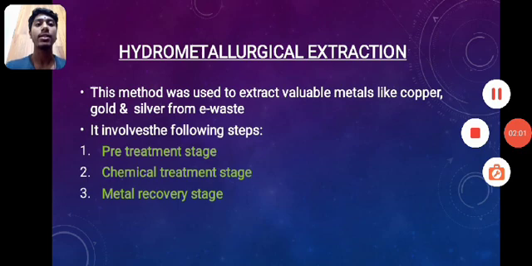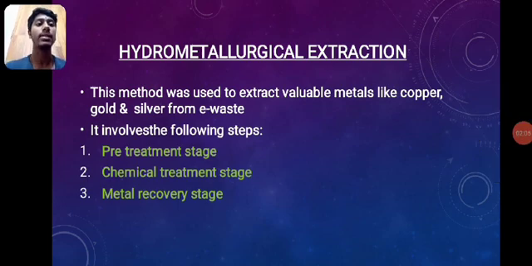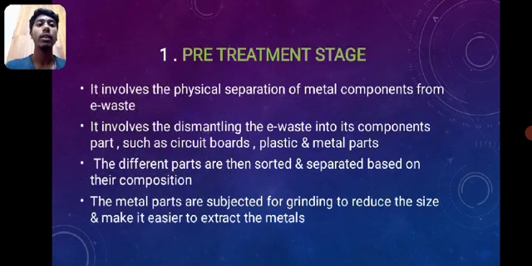Hydrometallurgical extraction is a method used to extract valuable metals like copper, gold, and silver from e-waste. It involves the following steps. First is the pre-treatment stage, second is the chemical treatment stage, and third is the metal recovery stage. Let us discuss the steps one by one.